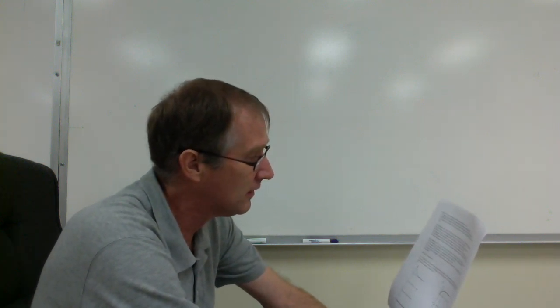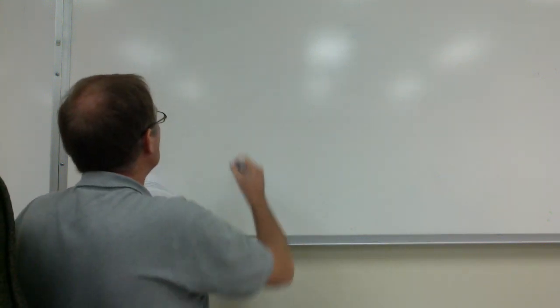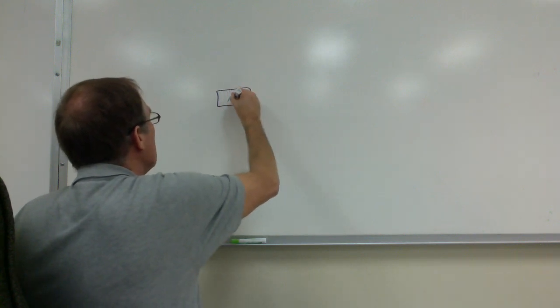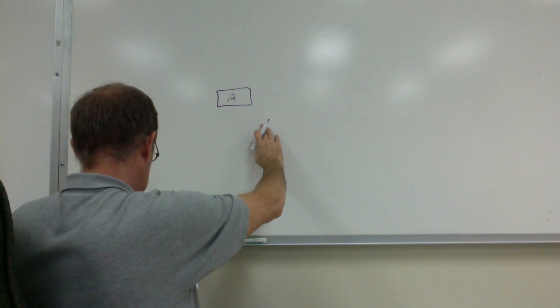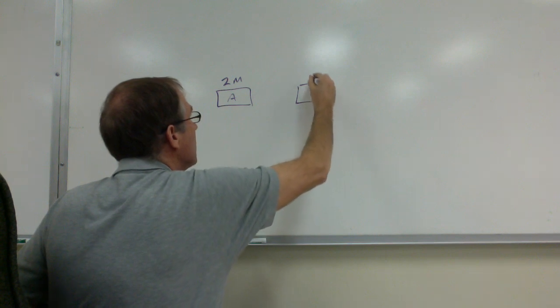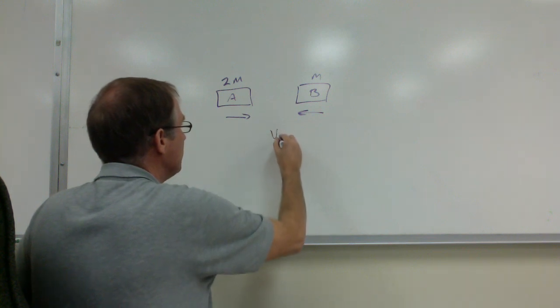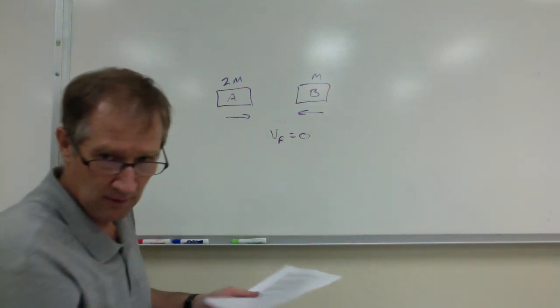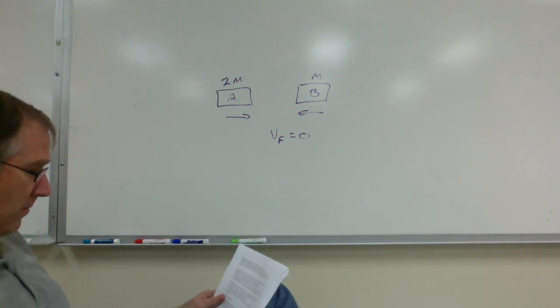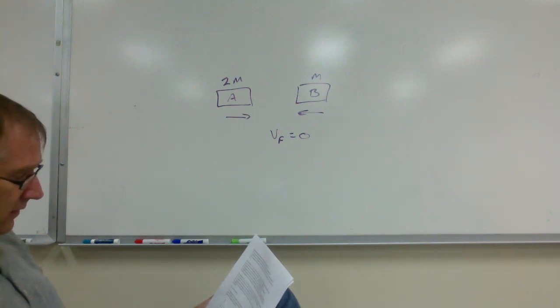So, cart A has twice the mass of cart B. They travel towards each other, collide, stick together, and stop as a result of the collision. So this is A, and it has a mass of 2m, and here's B. It has a mass of m. They're going towards each other, and as a result of the collision, the final velocity is 0. They stick together, and they're both 0.